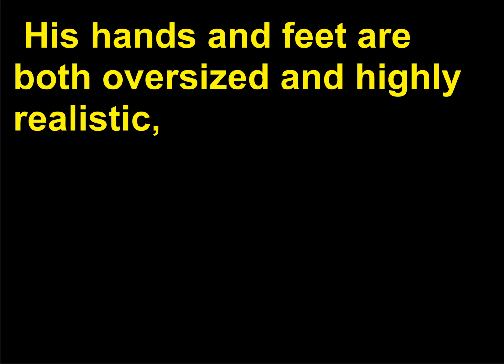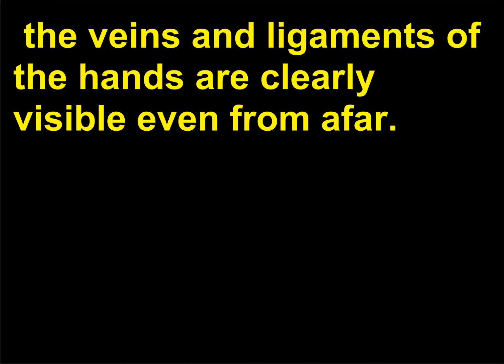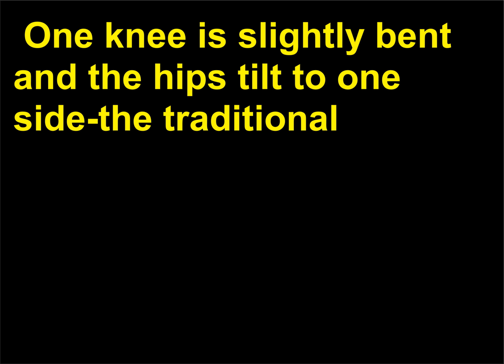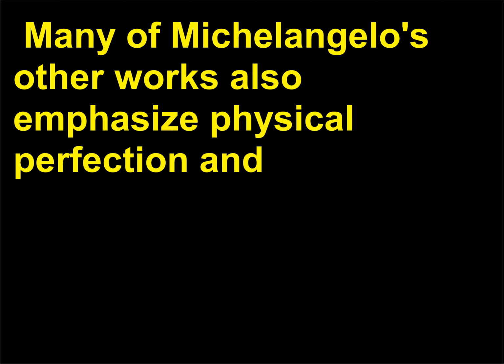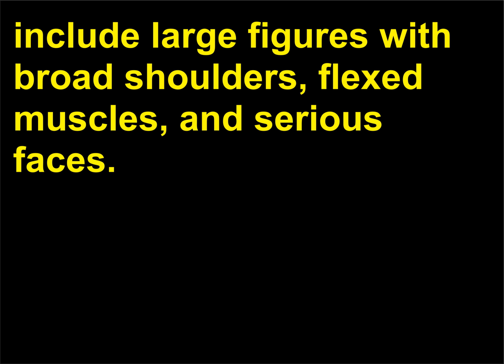His hands and feet are both oversized and highly realistic. The veins and ligaments of the hands are clearly visible even from afar. One knee is slightly bent and the hips tilt to one side, the traditional contrapposto pose, which adds a sense of life and realism to the sculpture. Many of Michelangelo's other works also emphasize physical perfection and include large figures with broad shoulders, flexed muscles, and serious faces.